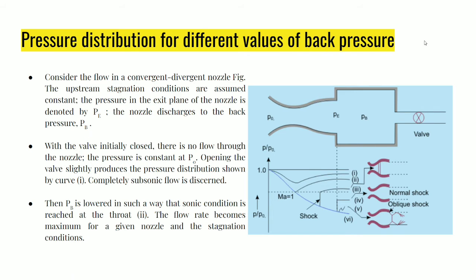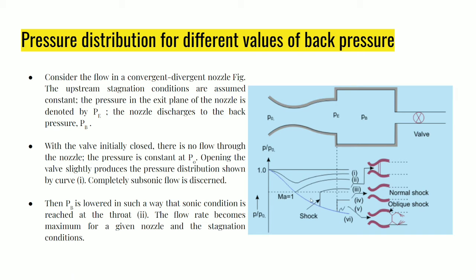Now we'll see the pressure distribution for different values of back pressure. Consider the flow in a convergent divergent nozzle as shown in the figure. The upstream stagnation conditions, that is the initial conditions at the inlet, are constant, and the pressure at the exit of the nozzle is denoted by PE, and the nozzle discharges to the back pressure, that is PB. With the valve initially closed, there is no flow through the nozzle and the pressure is constant at P0. Opening the valve slightly produces a pressure distribution as shown in curve 1, and it is completely subsonic flow. It never reaches Mach 1. It diverges again to subsonic after increasing some Mach number, then it decreases again.